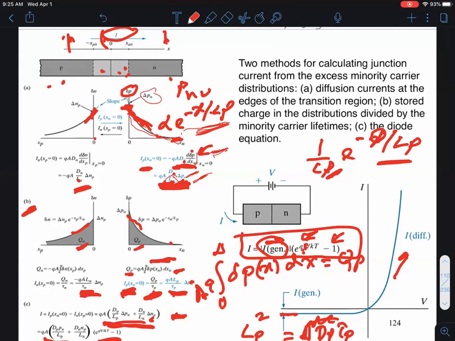Hello, Professor. Yeah. I have a question. Yes. We only included the diffusion currents near the junction due to the minority carriers. Right. Near the junction, why are we ignoring the drift currents due to the majority carriers? We are not ignoring the majority carrier drift current. We only ignored the minority carrier drift current. Okay.